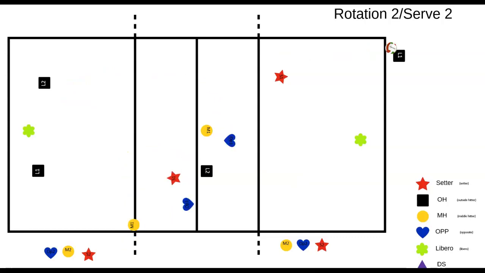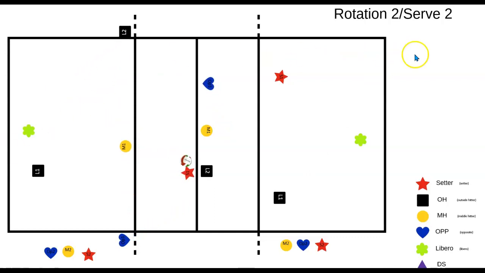Okay, let's take a look at that again, and let's watch that movement. So on the serving side, our L1 is the server. She's now a back row player. She serves and goes right to back row base. Our opposite on the serve is going to switch and go to her side.